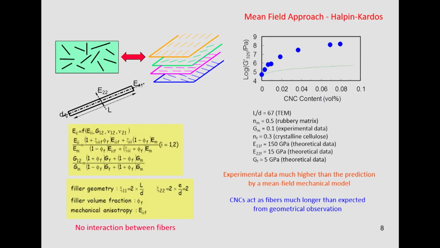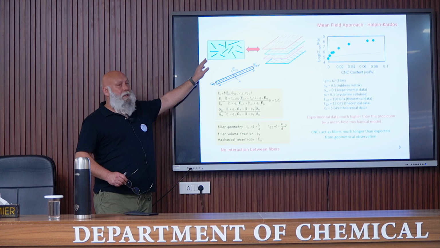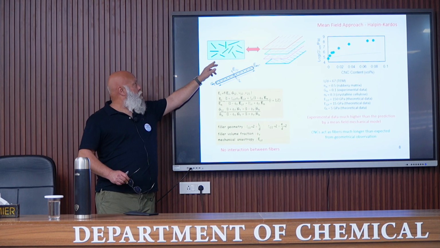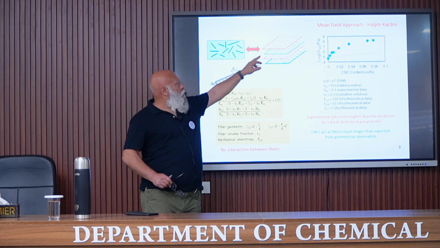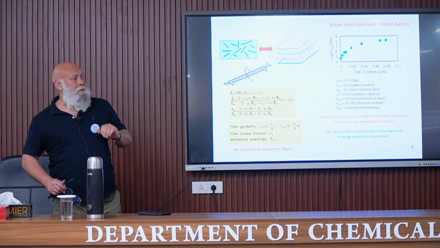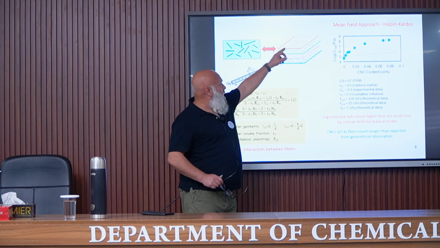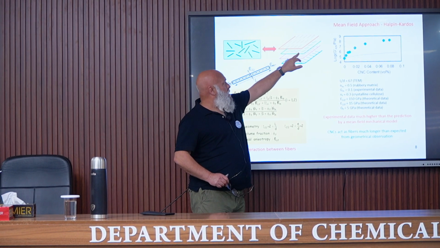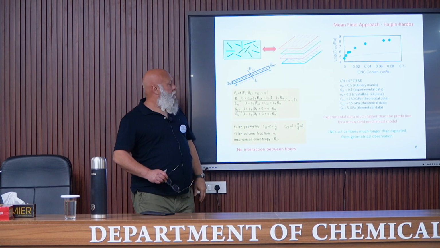This was done, and first we used the Halpin-Kardos model. So the Halpin-Kardos model is a mean-field approach. Briefly, it is broadly used for short fiber composites, but also for semi-crystalline polymers. It just consists in assimilating this short fiber composite to a laminate composite with 4 plies. And in each ply, we have a given orientation of the fibers.